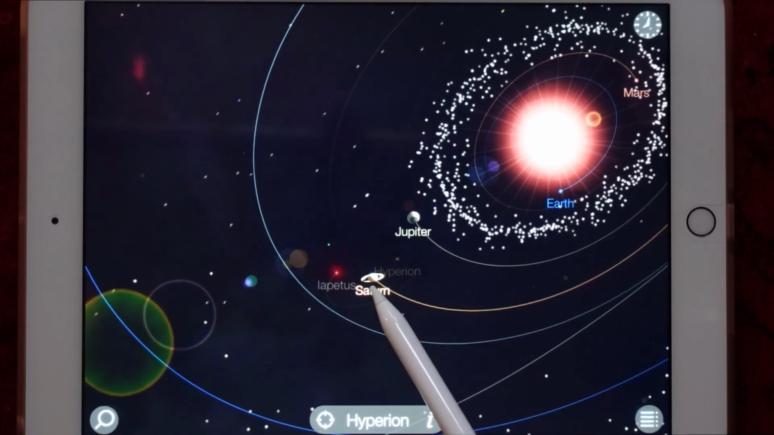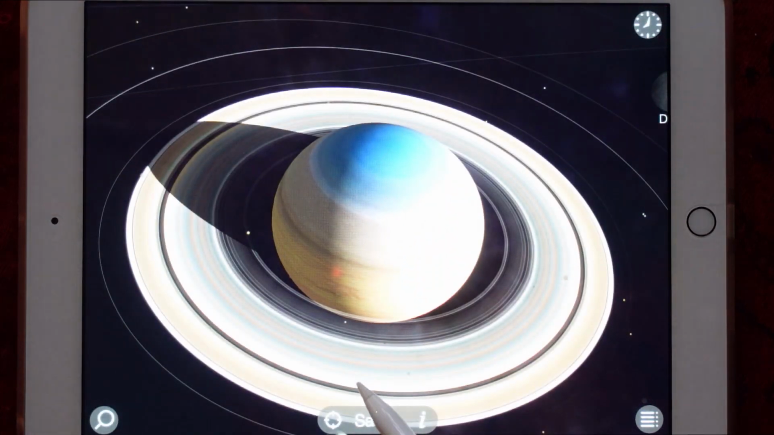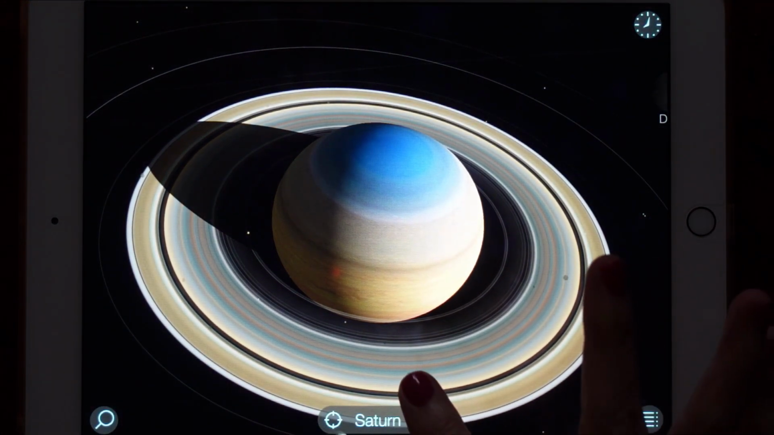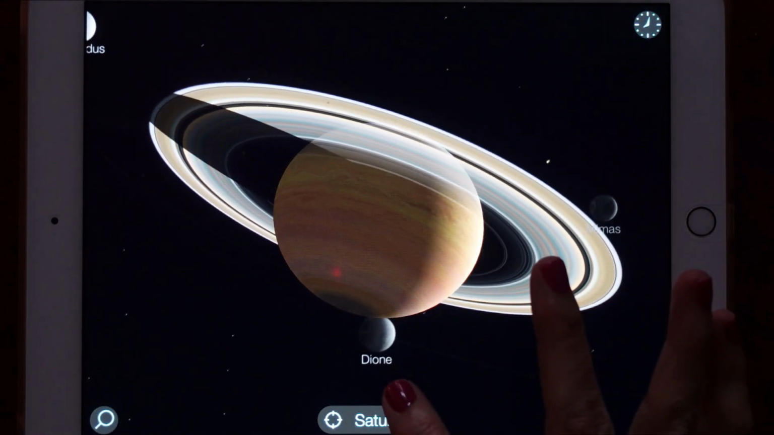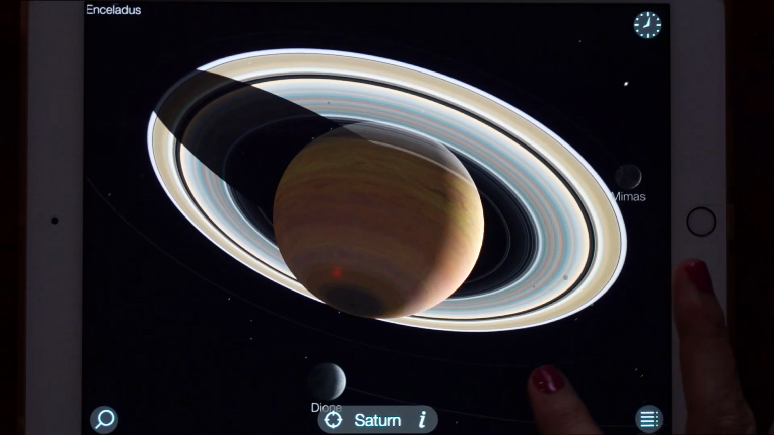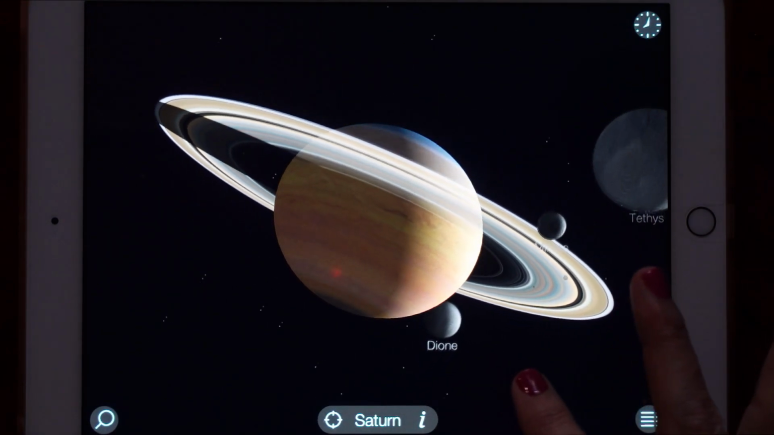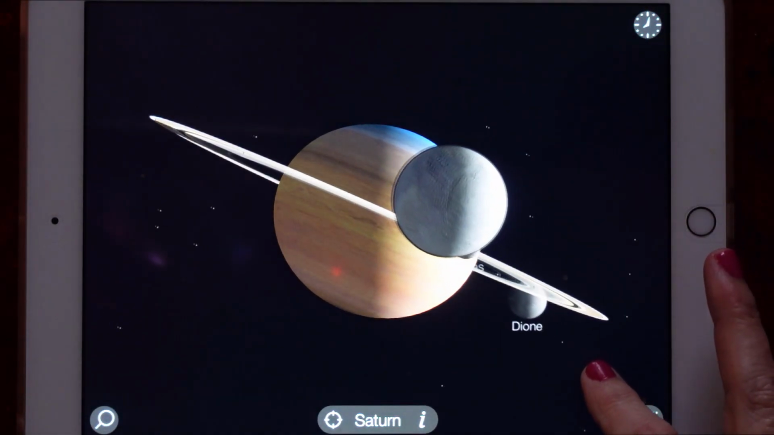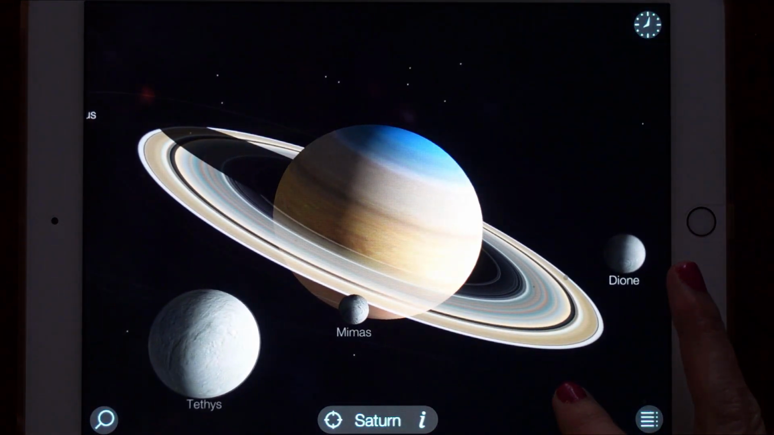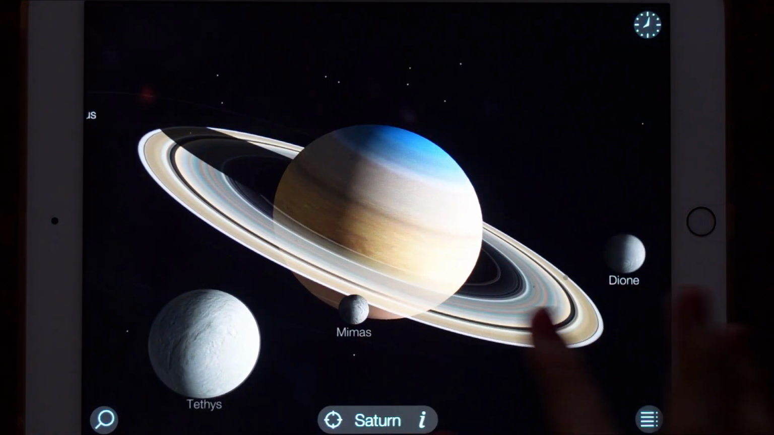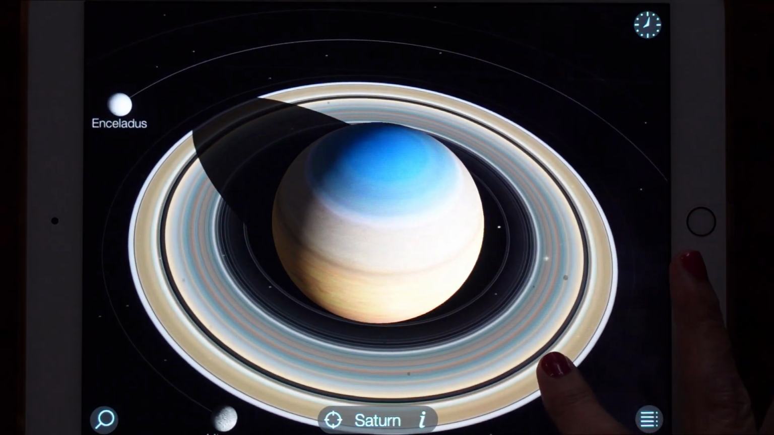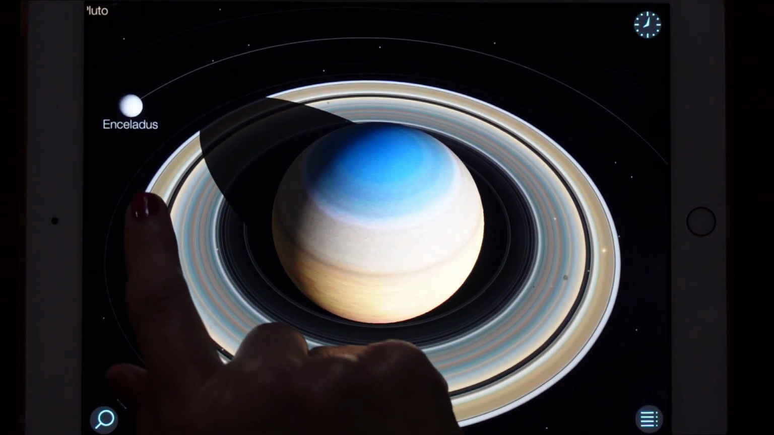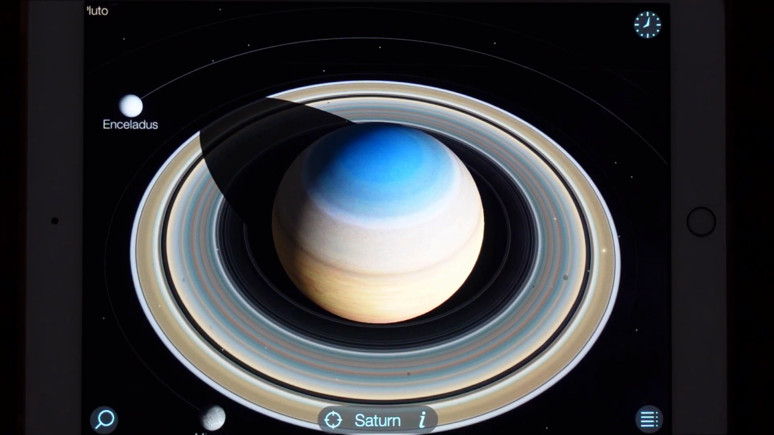Let's take a look at Saturn and its rings, and its moons are Dione and Mimas, Tethys, and another one on that side, Enceladus. Let's find out about Saturn.